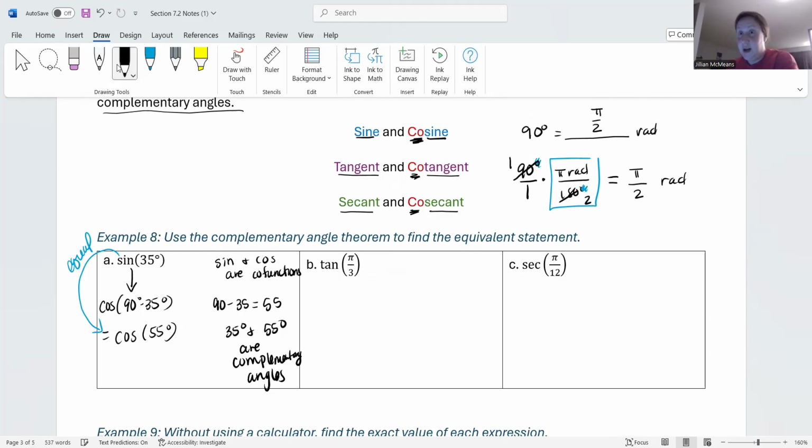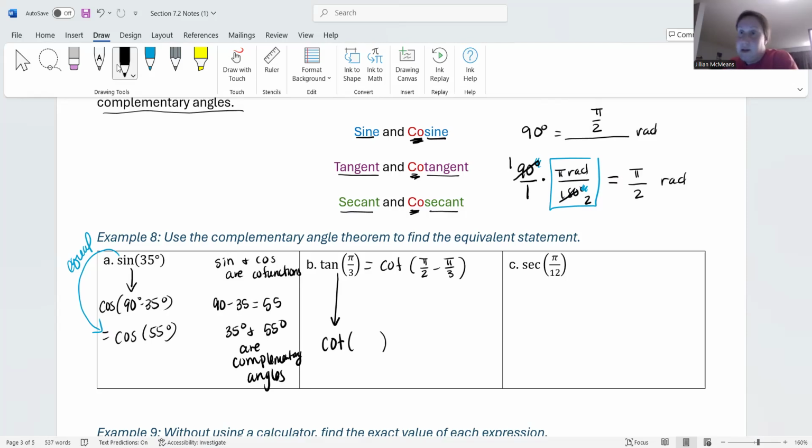And we're going to use that here because we need this idea of complementary angles. Complementary angles have a sum of 90 degrees. In the world of radians, complementary angles would have a sum of pi over 2, okay? So we need an equivalent statement to tangent of pi over 3. Well, tangent and cotangent are cofunctions. So we need to convert this into something with cotangent. Okay, so this is going to equal cotangent of 90 degrees, which is really pi over 2 minus pi over 3. So let's see what that's going to look like.